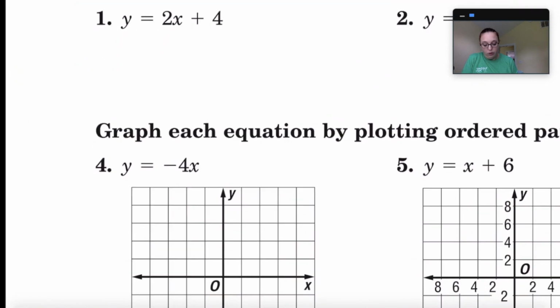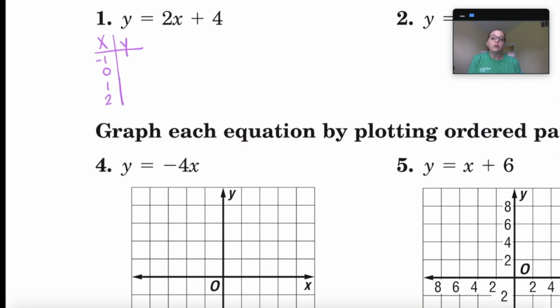So I'm going to zoom in over here. And I'm going to make a table, and I'm not going to make it in quite the same way. I'm just going to do the x and the y column for right now. So I'm going to pick, like we said, 4 values for x is what it said. So -1, 0, 1, and 2. Personally, I usually just do 3 values for problems like this. And I usually pick -1, 0, and 1.